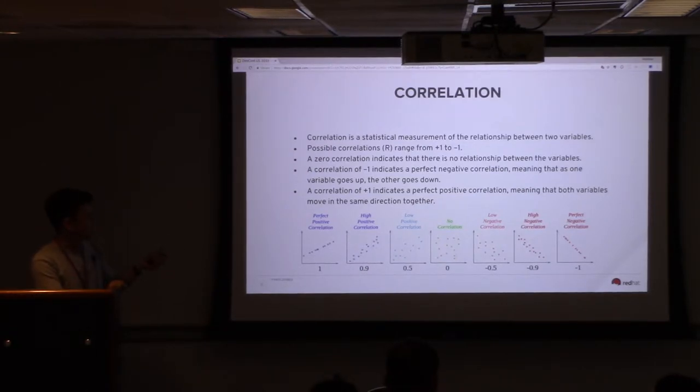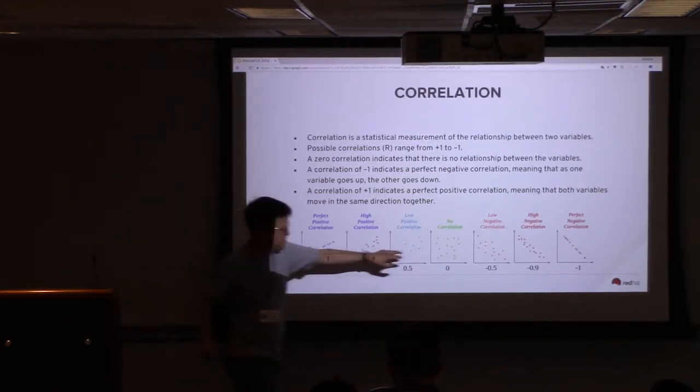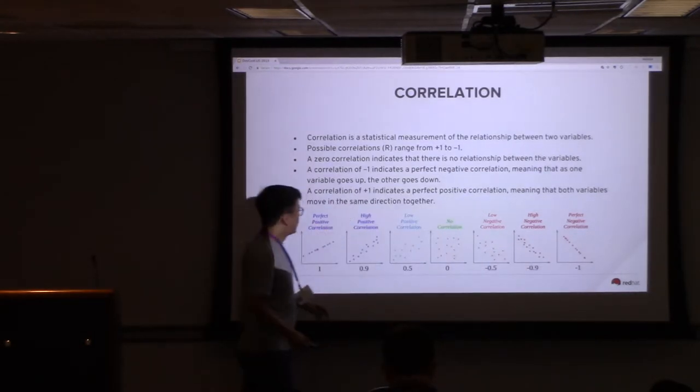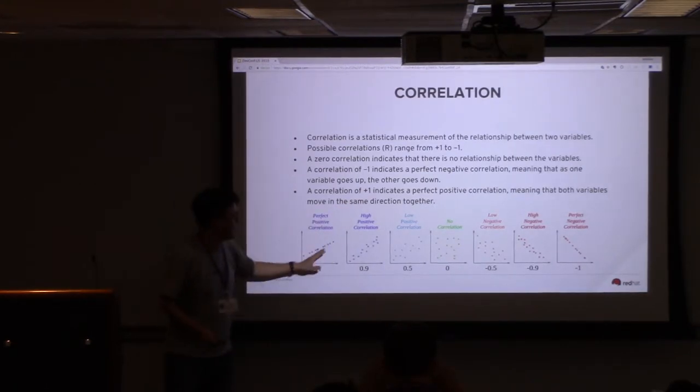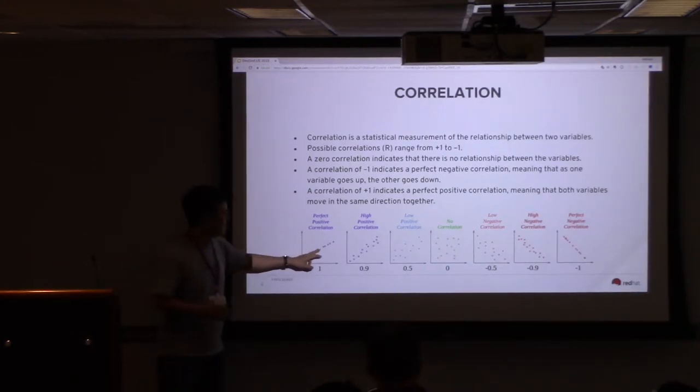Correlation is a statistical measure of the relationship between two variables. Possible correlations range from 1 to minus 1. A zero correlation indicates that there's no relationship between the variables. A correlation of negative 1 indicates a perfect negative correlation, that means this one. A correlation of 1 indicates a perfect positive correlation, meaning both variables move in the same direction together.